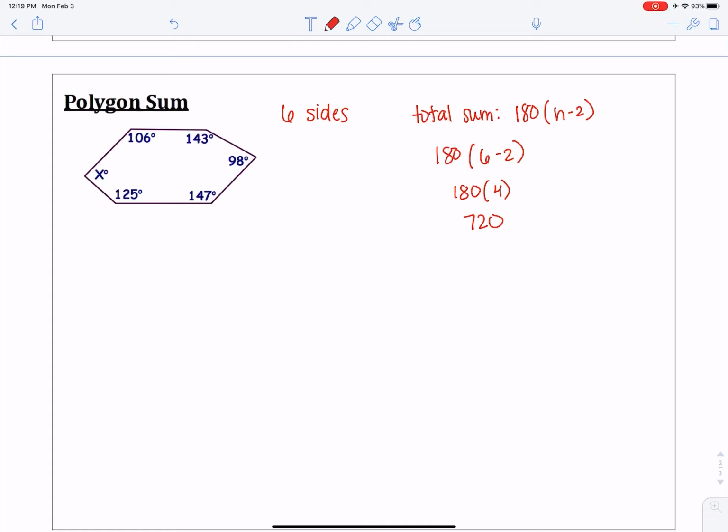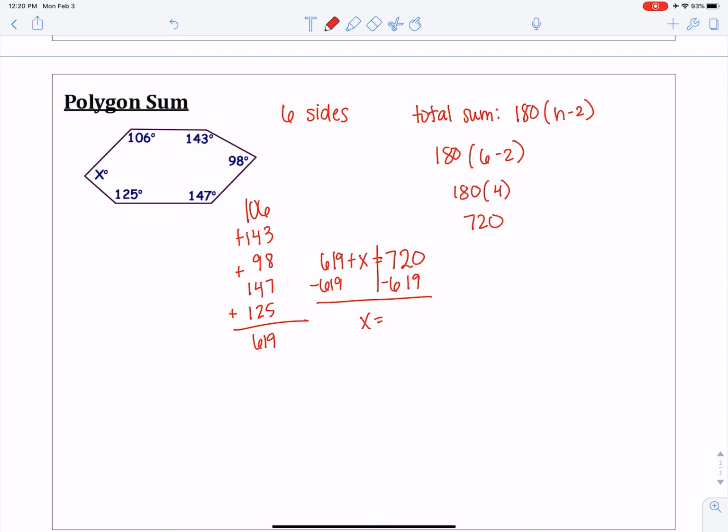So I'm going to add them all together. 106, 143, 98, 147, and 125. And I'm going to get 619. So the total inside is 619 plus x. So it looks like this. And it should all equal 720. So we're going to subtract 619. And I get that x is equal to 101 degrees.